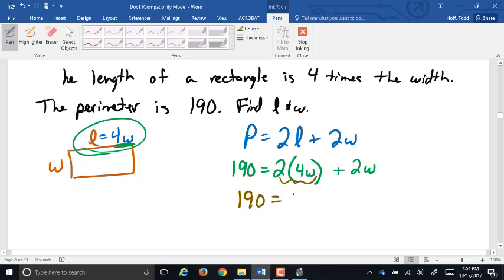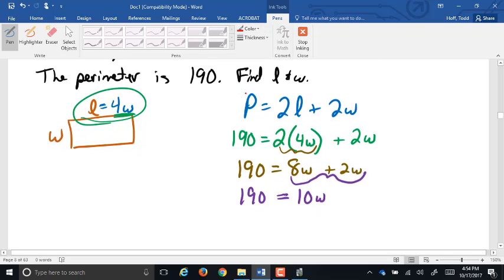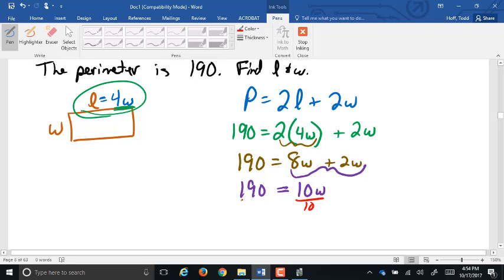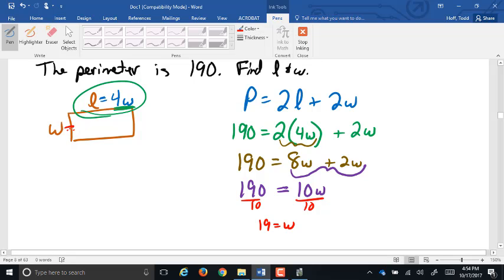Then what? 2 times 4W is 8W. And then 8W and 2W makes 10W. And then divide by 10. 19 equals W. Then what? The width is 19. 4 times 19 is 76 is the length.